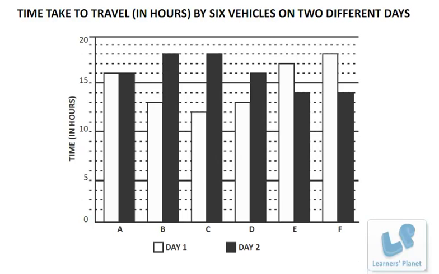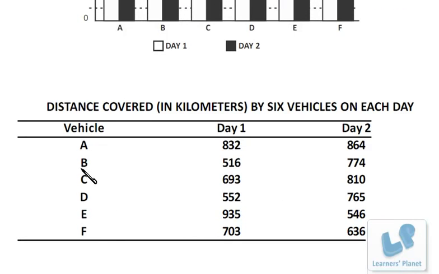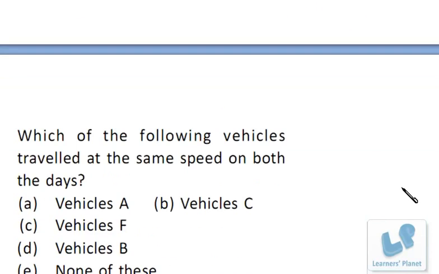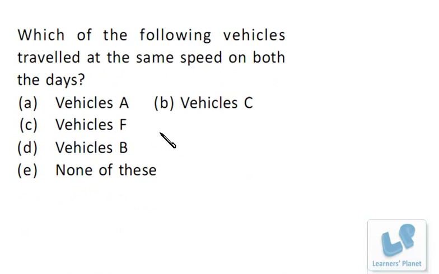different days, right? Day 1 and day 2. Apart from that we are given a table over here, the distance covered by the vehicles on day 1 and on day 2. So let's go straight to the first question now. The first question is, which of the following vehicles travel at the same speed on both the days?